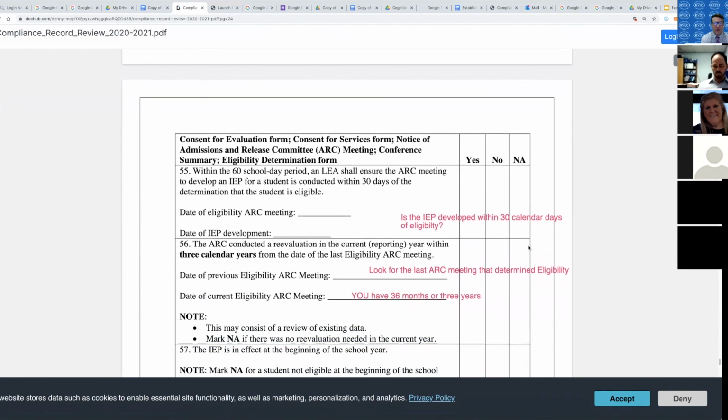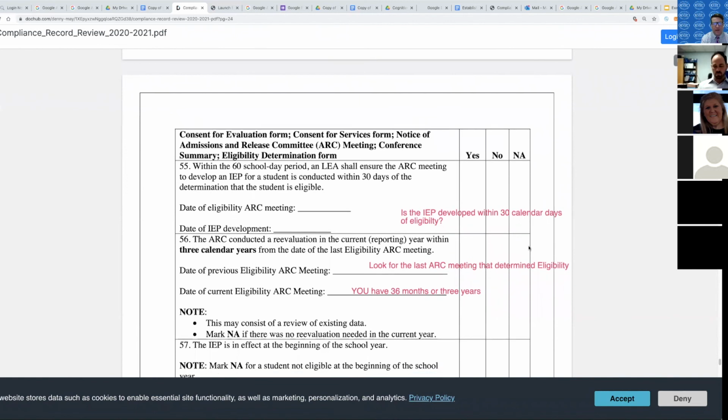Within the 60 school day period, an LEA shall ensure that the ARC meeting to develop an IEP for a student is conducted within 30 days of the determination that the student is eligible. So now, let me say that. Within the 60-day school period, so you don't have 60 days to get the eligibility and then 30 more days to get the IEP. That 30 days is included within that 60 days. So make sure you know that. And we're looking to see the date of the eligibility meeting and the date of the IEP development. Typically, districts do that in the same meeting, and that's perfectly okay and have those dates be the same. And that would be a yes there. Okay.